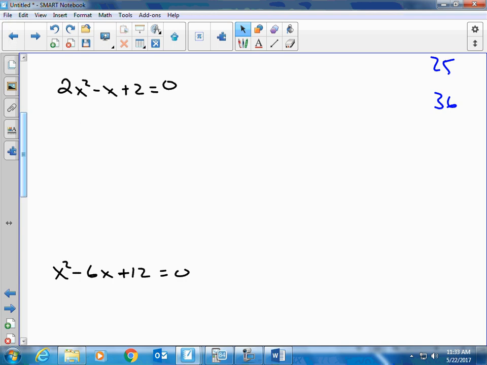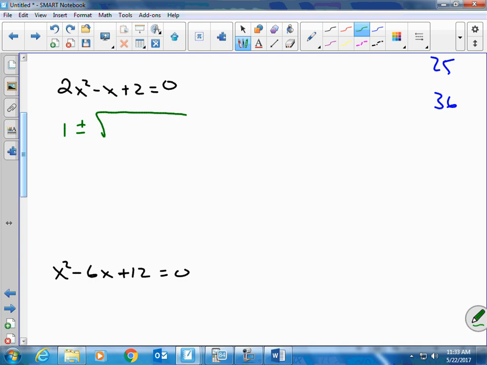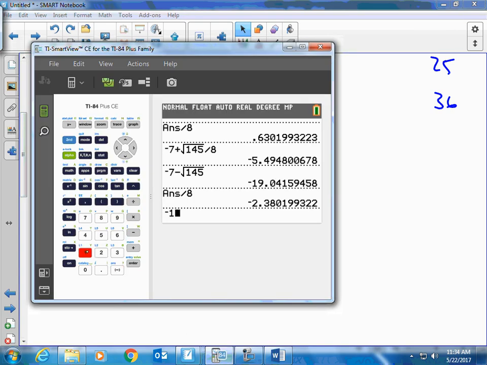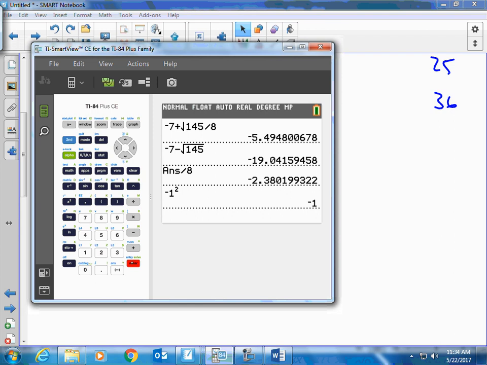Solve. All right, so here we got negative b. Negative 1 is a positive 1, plus or minus the square root of b squared. Negative 1 squared is a negative 1 times a negative 1, which is a positive 1. Remember on the last problem I said I usually do that part in my head? Because, watch this, if I type in a negative 1 squared, why did my calculator give me a negative 1?